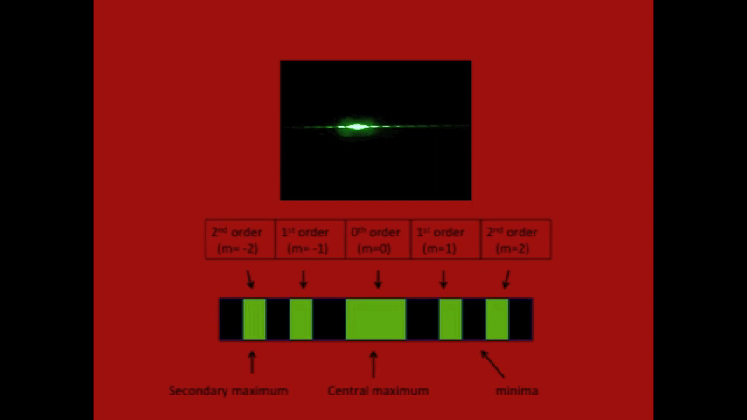The bright spots are broken up into orders depending on their location in the diffraction pattern. The central maximum is considered the 0th order. The first secondary maximum to the right and left of the central maximum are considered first order. The orders of the secondary maximum go up as they move further away from the central maximum.